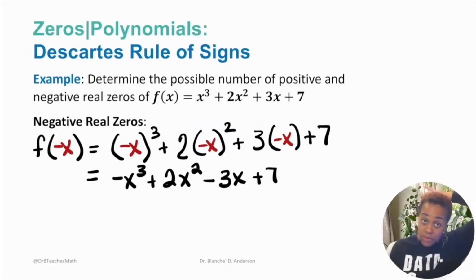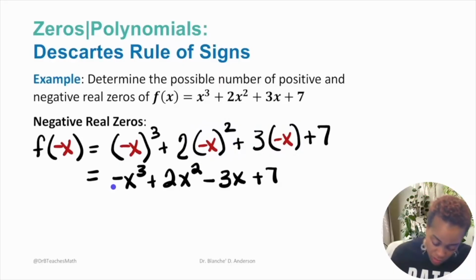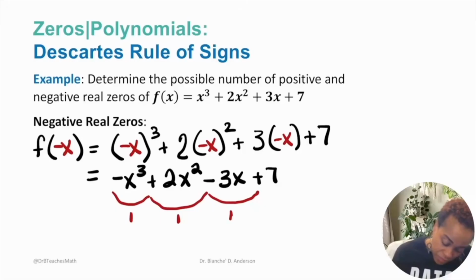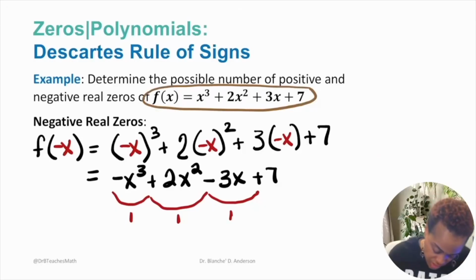So now count the number of sign changes. We go from negative to positive, that's 1. Positive to negative, that's 2. Negative to positive, that's 3. So we had 3 sign changes, right? I'm going to put 3 sign changes.